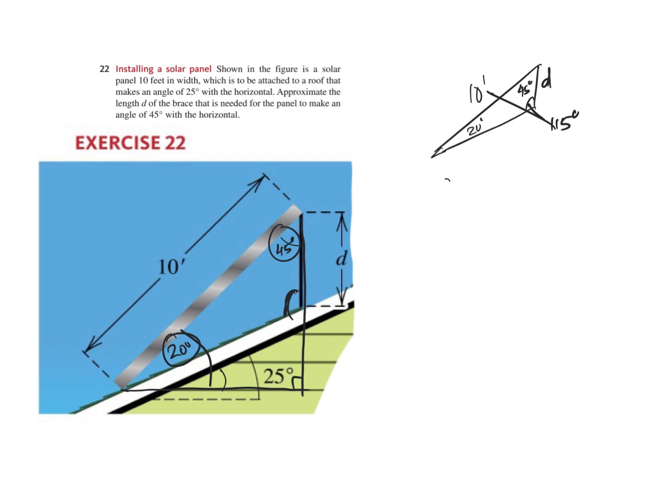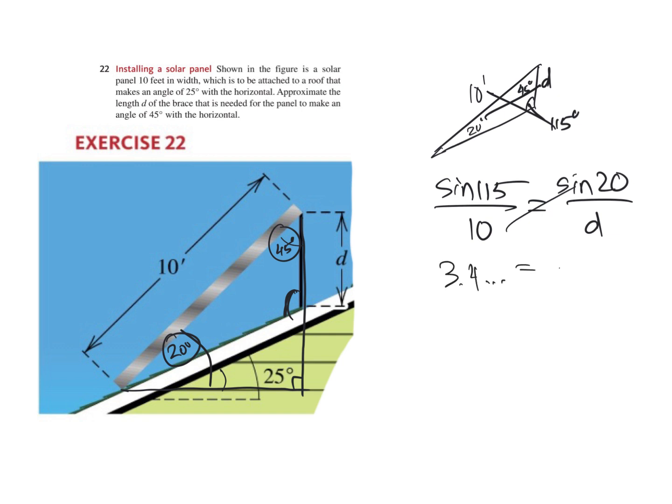And there's the two pieces you need. The sine of 115 is to 10 as D is to the sine of 20, or the sine of 20 is to D. So you have to do all these calculations to get all the degrees before you start. So 10 times the sine of 20 is 3.4 and so on, equal to D times the sine of 115. So divide off the sine of 115, and that gives you D, 3.8. So it has to be 3.8 feet.